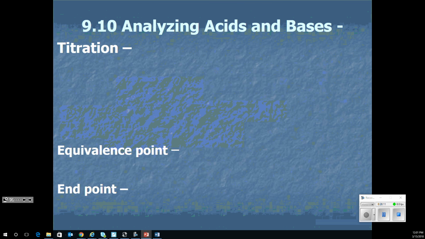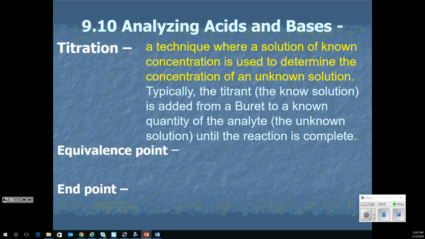What's a titration? What are we trying to do in a titration? We're trying to find an unknown molarity of an exact amount of stuff, using something that we already know the concentration of. So it's a technique where a solution of known concentration is used to determine the concentration of an unknown solution. Typically the titrant, the known, is in the burette. That's what we've been doing, right? And what's called the analyte, the unknown, is in the beaker or the Erlenmeyer flask at the bottom.